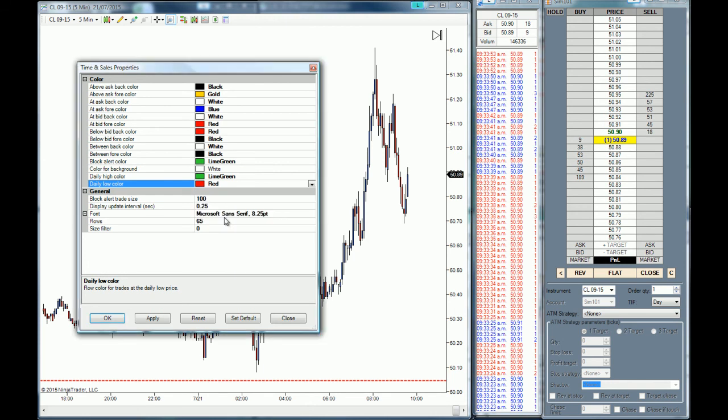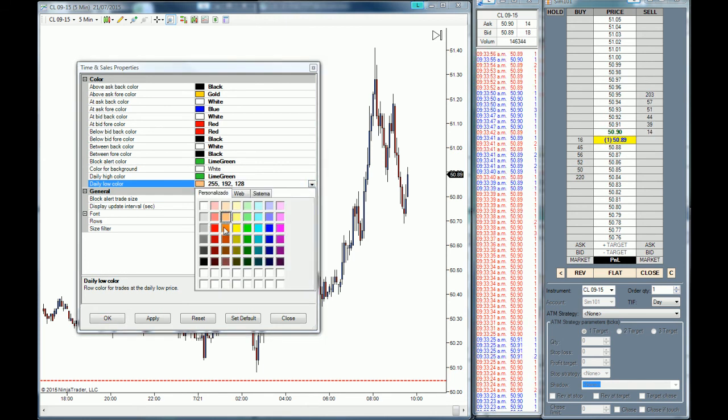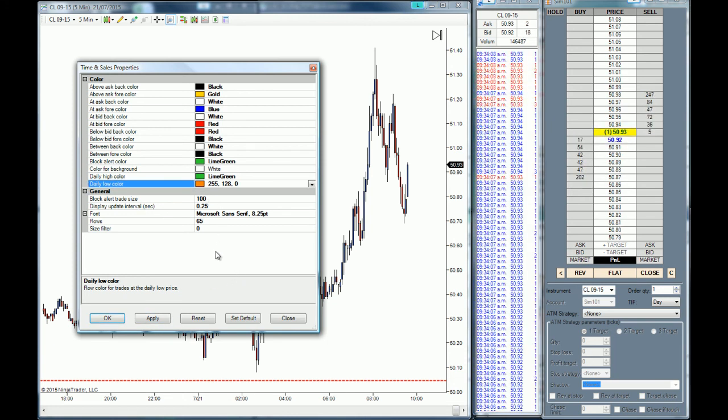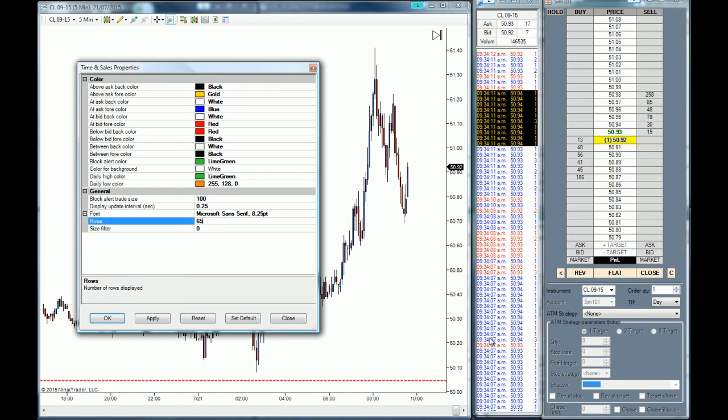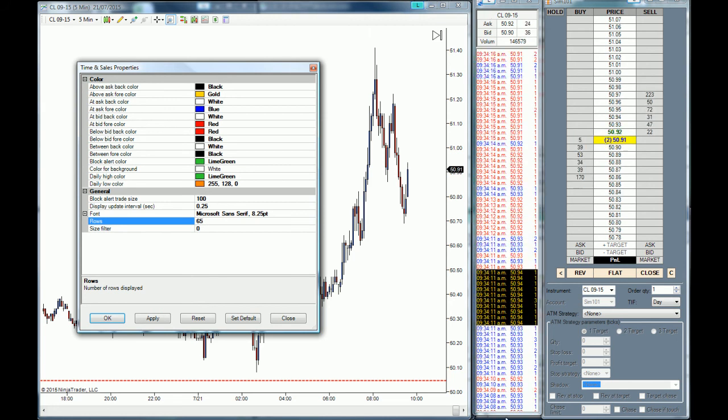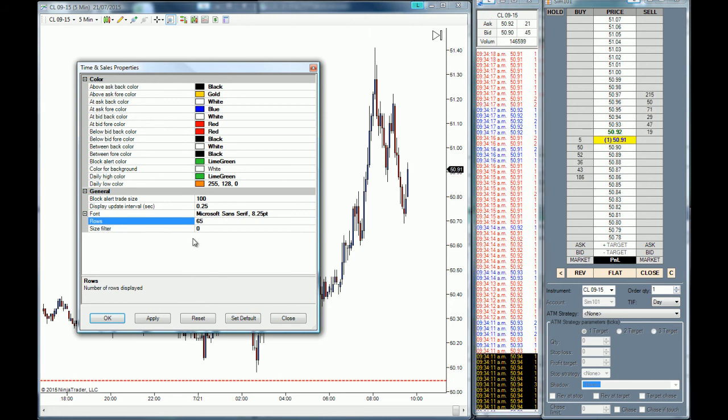Because honestly, I have too many reds going on, and it can be very confusing. But this is how you color code it, and of course you can choose to have more than 65 rows. I have 65 rows because I like my Time and Sales to take the entire screen. But if you like a smaller Time and Sales, you can do it too.